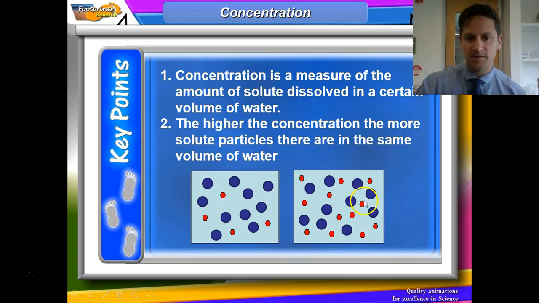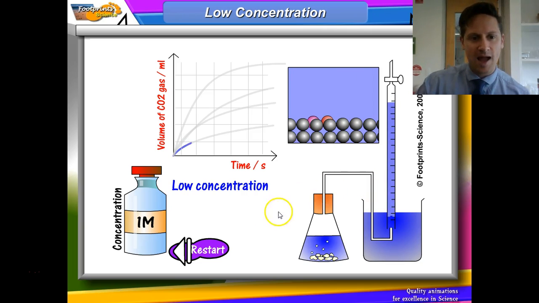There's 1, 2, 3, 4, 5, 6, 7, 8, 9, 10, 11, 12 solute particles and the same number of solvent, the blue ones. So this solution here would be more concentrated than this one, 3 times more concentrated. So what happens in a reaction?